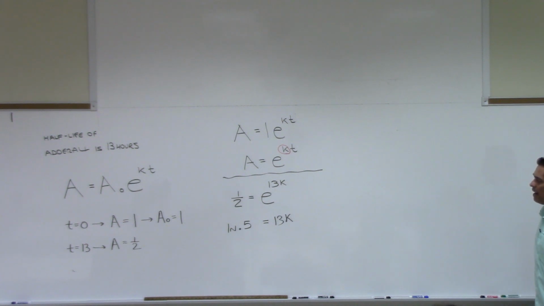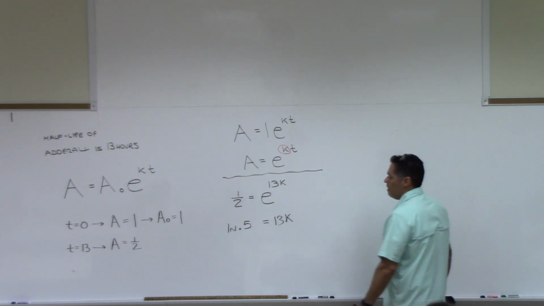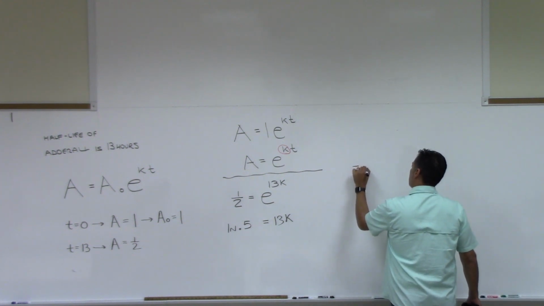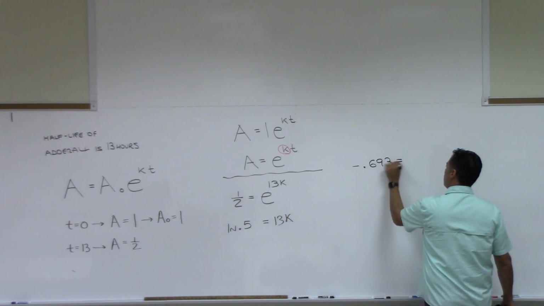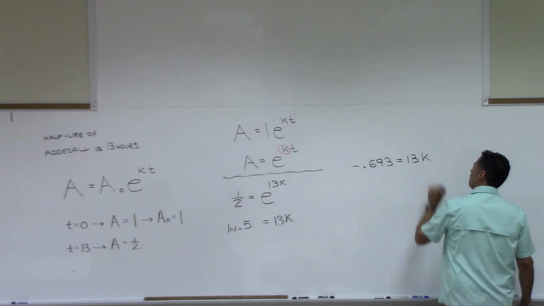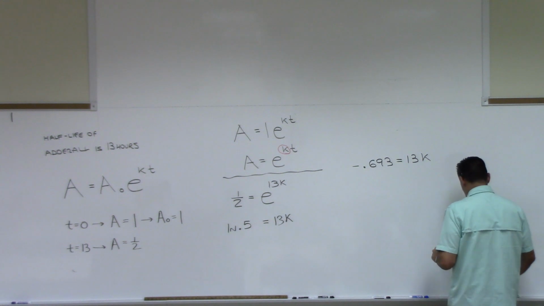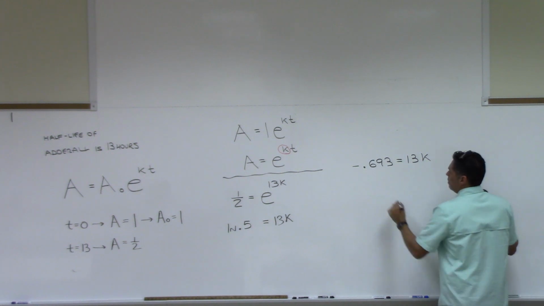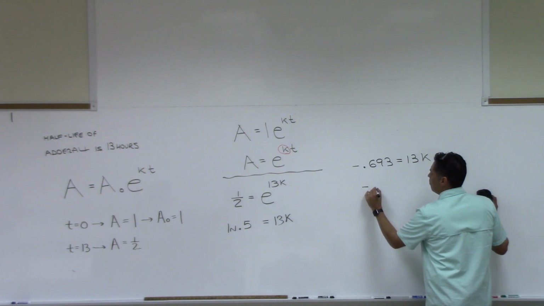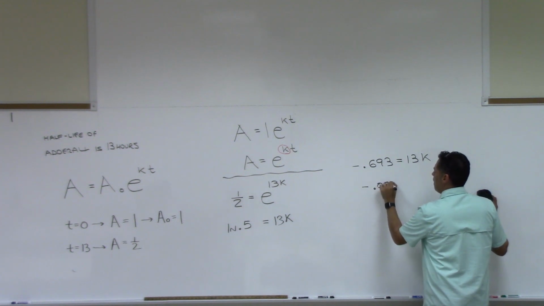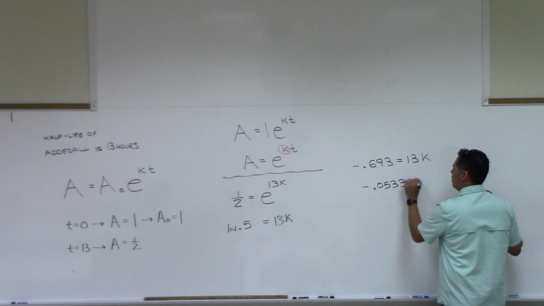Take natural log of 0.5. That's 0.693, the same thing we had before, right? Equals 13k. Divide both sides by 13. Almost there. 0.0533 is our k.